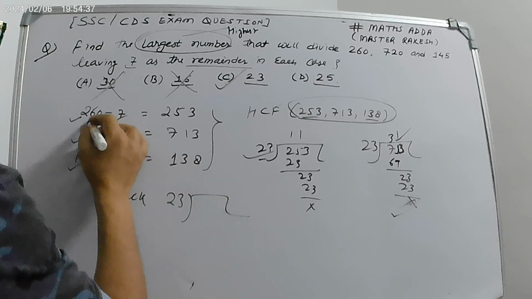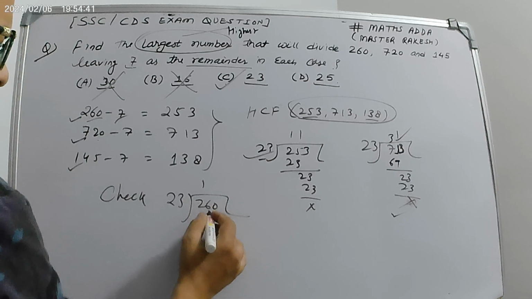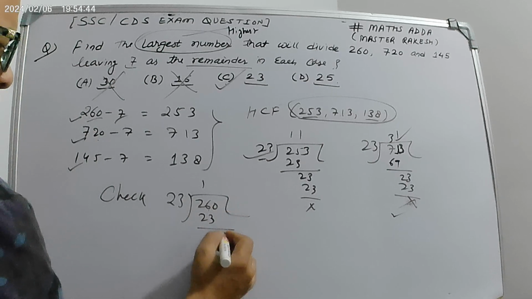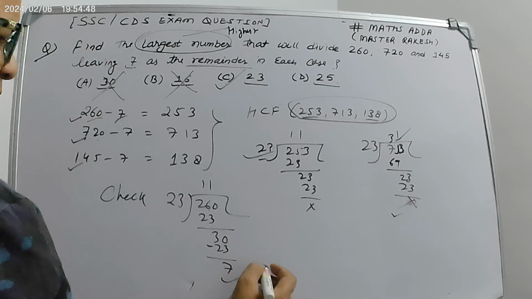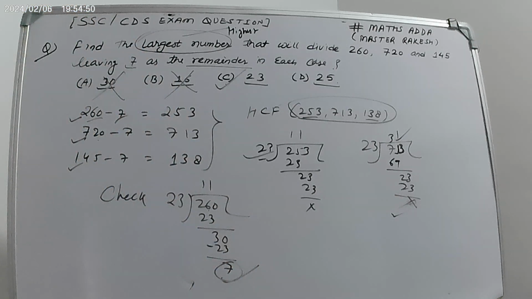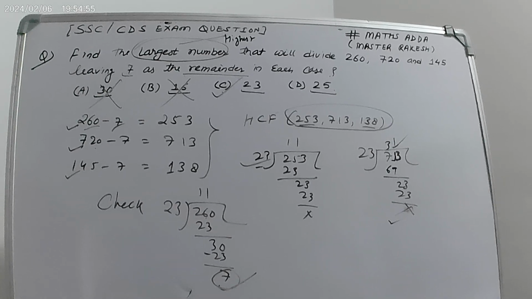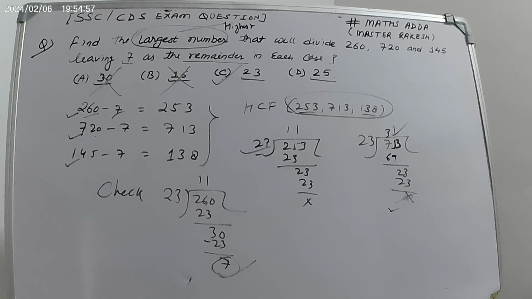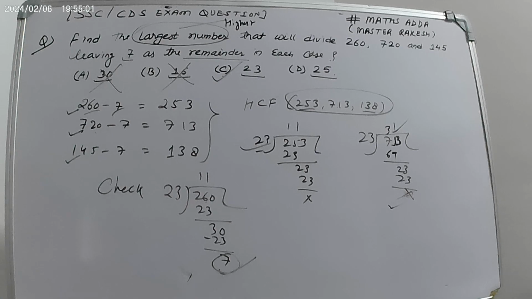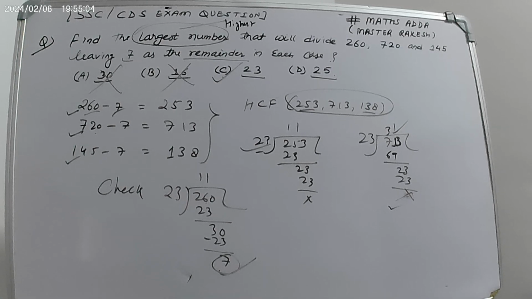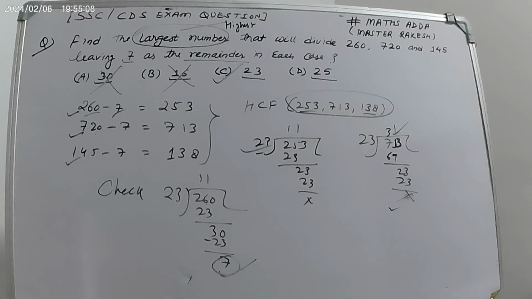Divide 260 by 23. 23 once is 23. 26 minus 23 is 3, bring down 0, 30. 23 once is 23. 30 minus 23, 7 as the remainder. So it is leaving 7 as the remainder. You can do the question in such a way. This is one of the beautiful questions, and it is repeated in many competitive examinations. So always find the greatest common divisor or HCF in such cases wherever the largest number is mentioned.